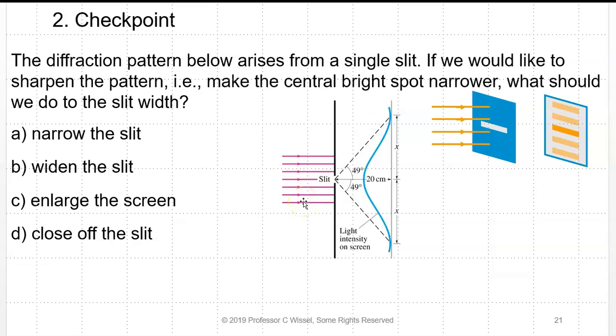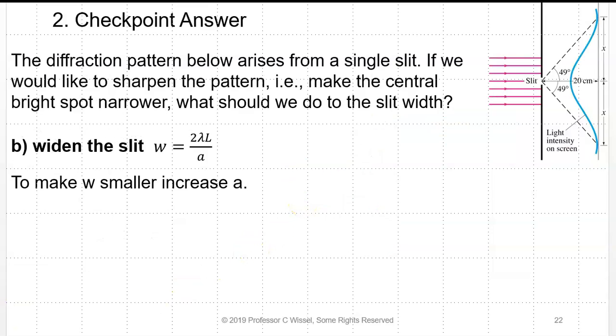The diffraction pattern below arises from a single slit. If we were to sharpen the image, that is, make the central spot narrower, what should we do with the slit width? Well, you're going to have to widen the slit width, because to make W smaller, you want to increase a.